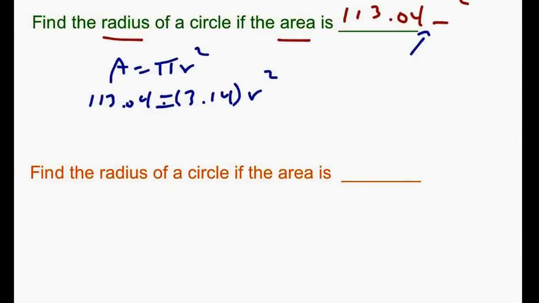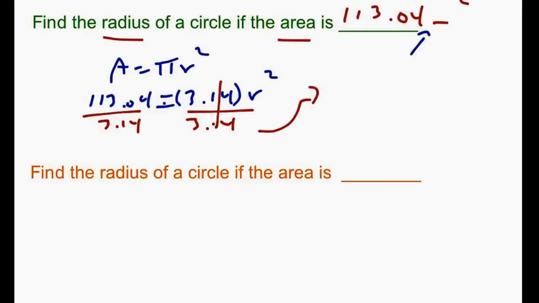All right. Not 100% sure what to do at this point, but I do notice that I have this 3.14 multiplied by r squared. So since I know I eventually want to get r by itself, let me divide each side by 3.14. Going to cancel there. Let's come over here. I'll have r squared on the right side, and then 113.04 divided by 3.14 is 36. And now r squared equals 36.